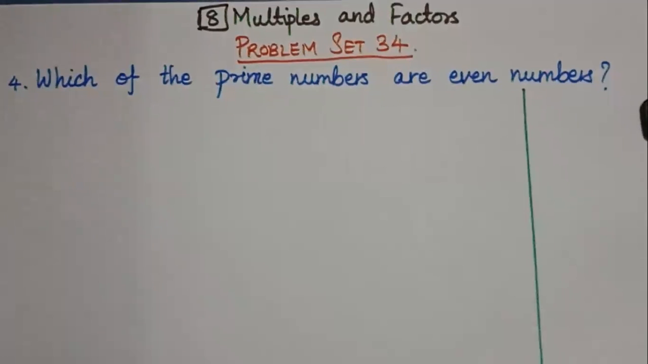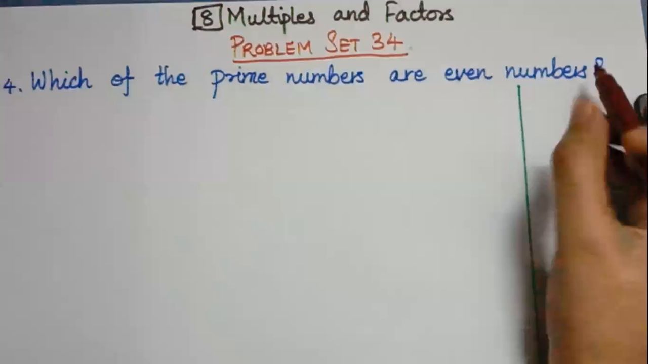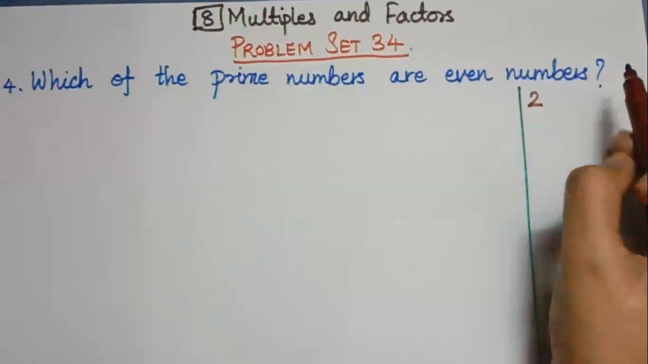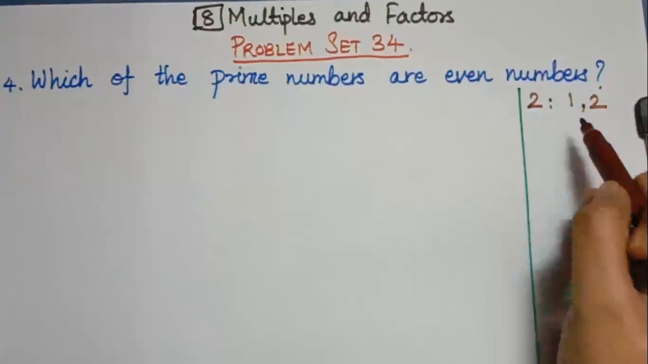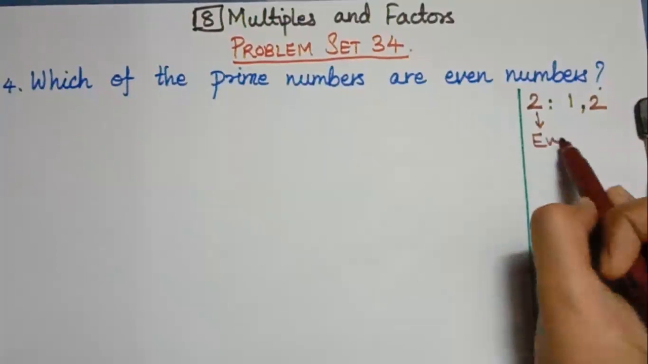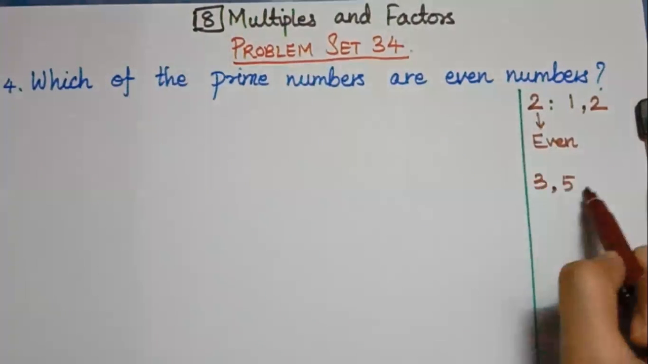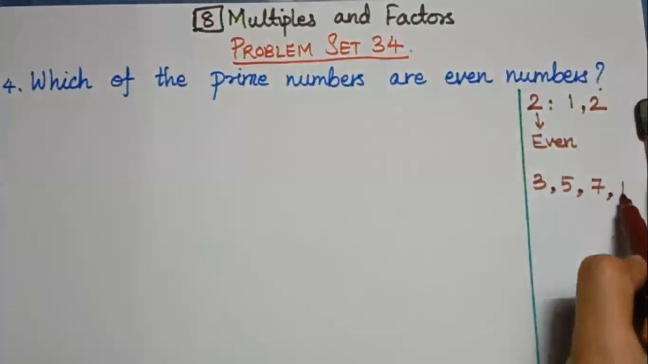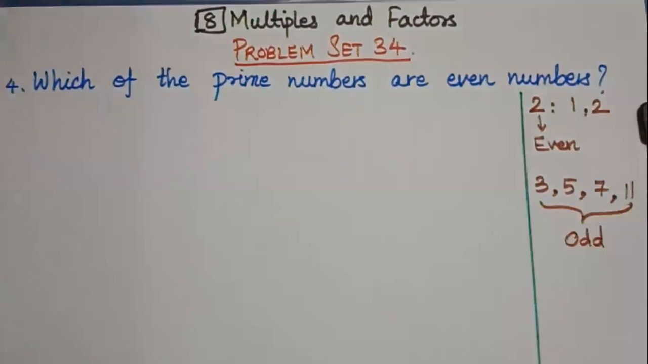So what you have to do, girls, is find out a prime number that is an even number. So firstly, we are going to see whether 2 is a prime number or not. So we know that 2 has the factors 1 and 2, right? We have already done this and we know that 2 is an even number, right? Rest, if I say let's say 3 or 5 or 7 or 11, these are also prime numbers, but these are odd numbers. There are no other even prime numbers.